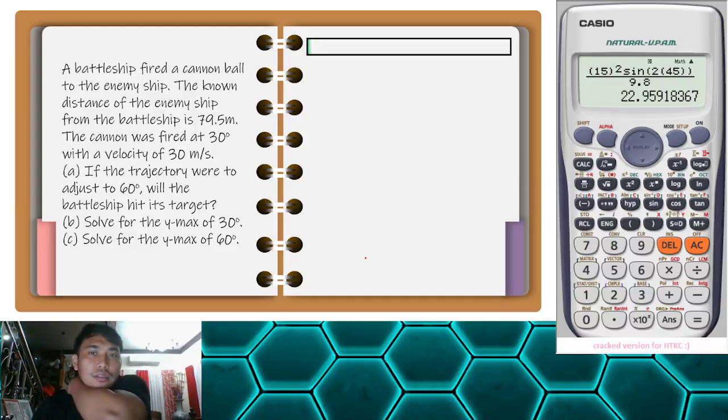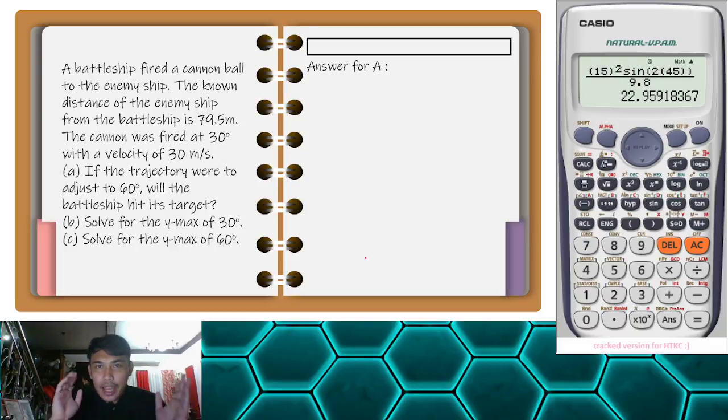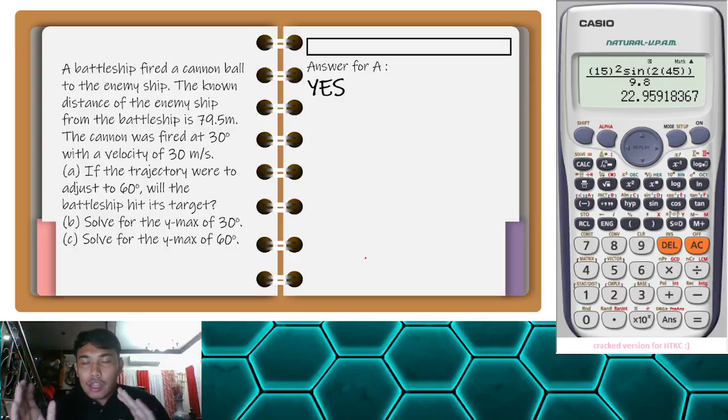Okay, let's try to solve for A. But before that, what will be the answer? Is it a yes or a no? Well, the answer is yes. Why? The distance of the battleship to the enemy ship is 79.5 meters.